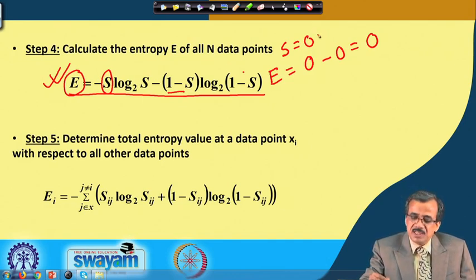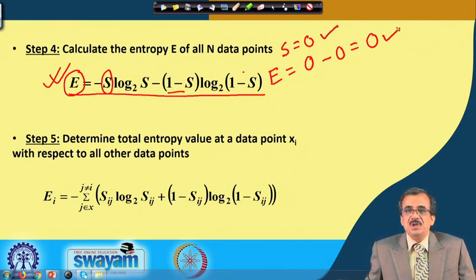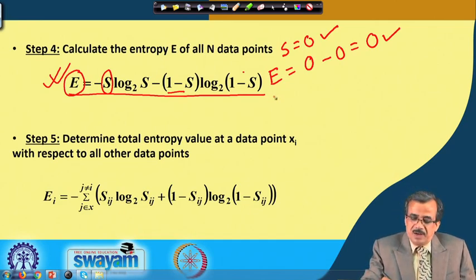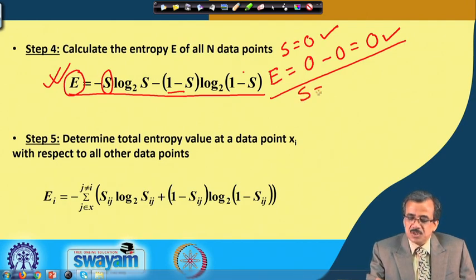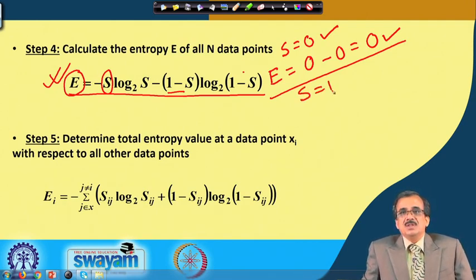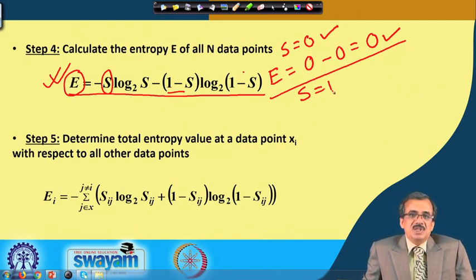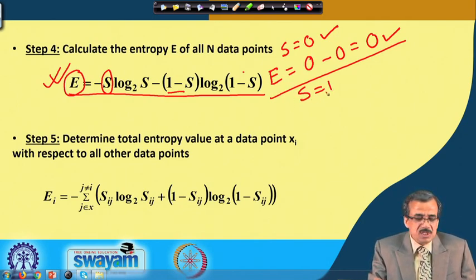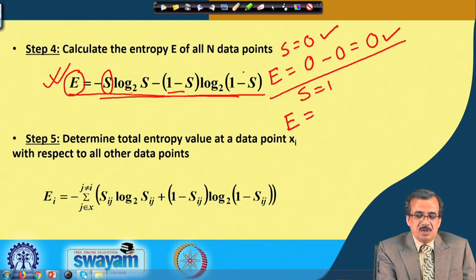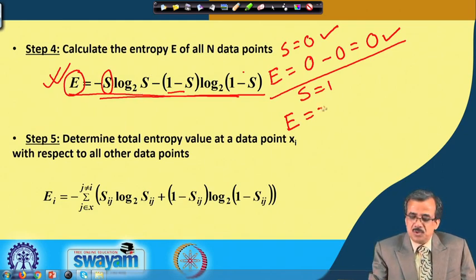So, if I put S equals 0, I am getting entropy equal to 0. Now, let me put another extreme value for this similarity. Let me put S equals 1. That means the similarity between the two data points is equal to 1, the two data points are exactly similar, and the distance between them is equal to 0. Now, if I put S equals 1 in this particular expression, I will get entropy as minus 1 log base 2 1, that is equal to 0.